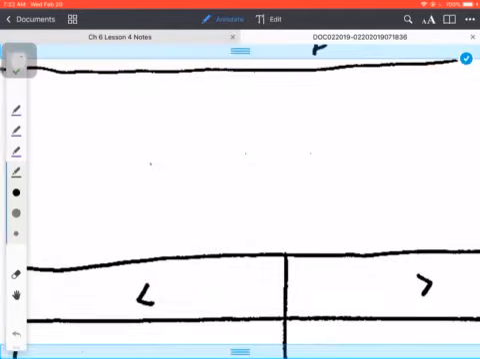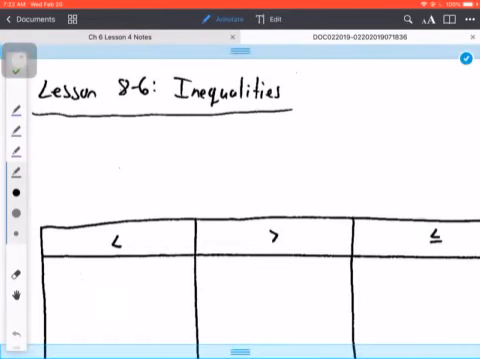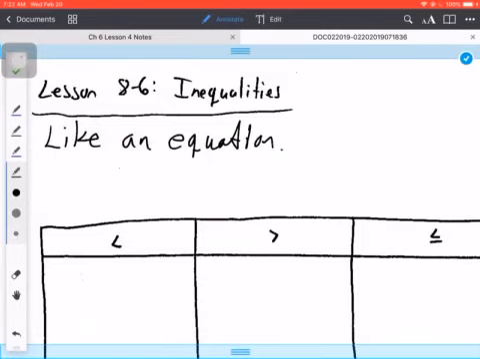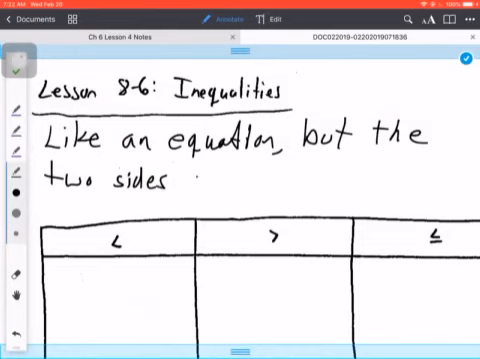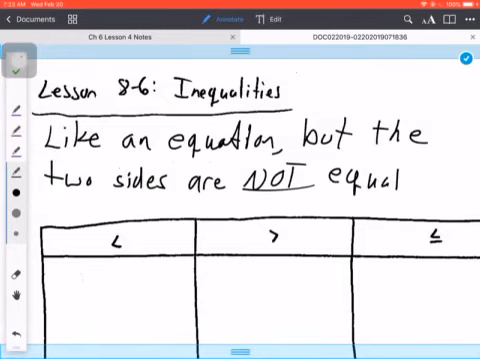Alright, so let's go through this. An inequality, first of all, is like an equation, but the two sides are not equal, which is really where the word inequality comes from. Because inequality means it's not equal.